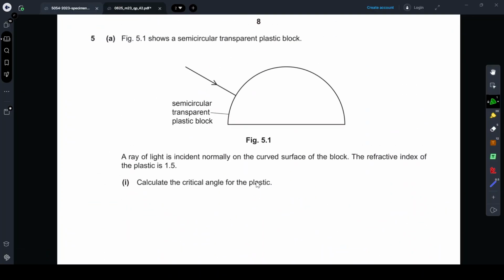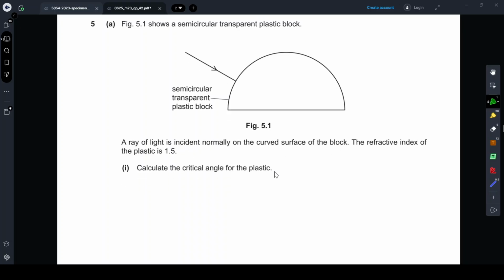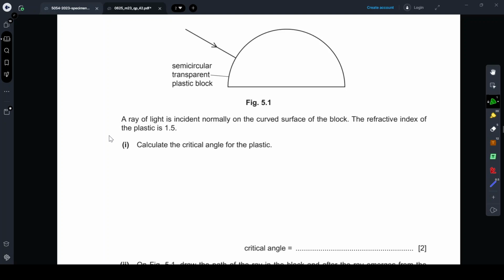Figure 5.1 shows a semicircular transparent plastic block. A ray of light is incident normally on the curved surface of the block. The refractive index of the plastic is 1.5. So calculate the critical angle of the plastic. You're given the refractive index, which is n.